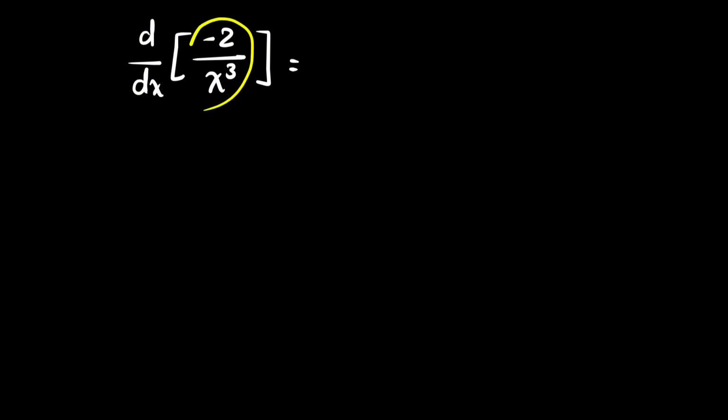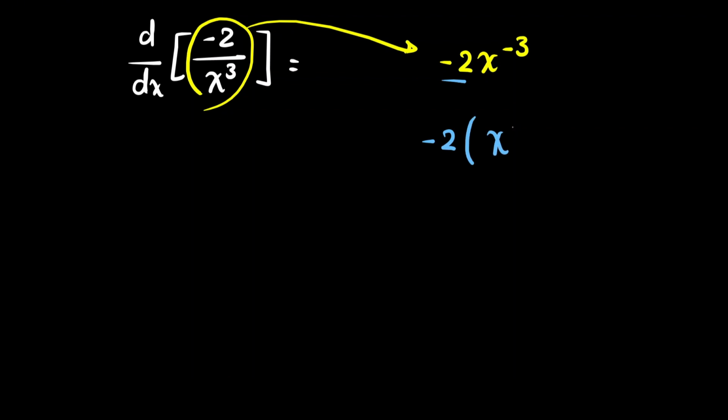Let's see this one. Find the derivative for this one. Negative 2 divided by x cubed. You know that this one is just the simplified version of negative 2x raised to the power of negative 3, right? So here you have a coefficient of negative 2. We're going to just keep it, x to the power of negative 3.